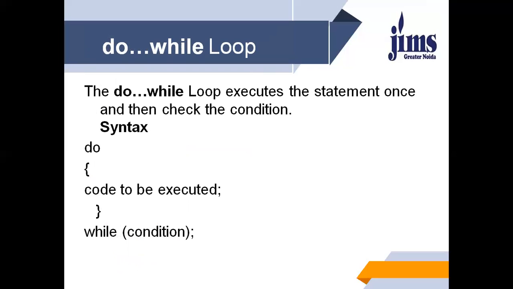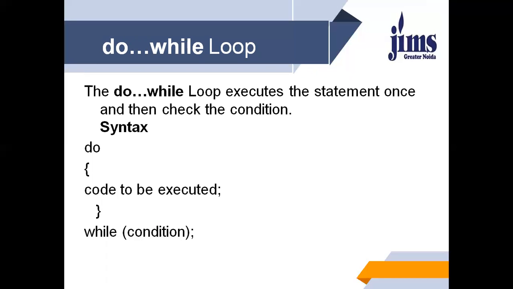Coming to do while loop. Do while loop executes the statement once and then checks the condition. So do while loop to some extent is a modified version of the while loop. In case of while loop, the conditional statement is first checked, and if it is evaluated to true, then the code within that loop will be executed. If the conditional statement is false, then the code within the loop will not be executed.